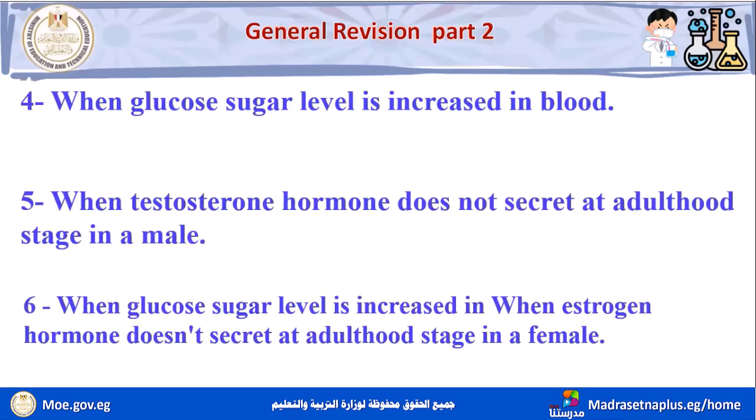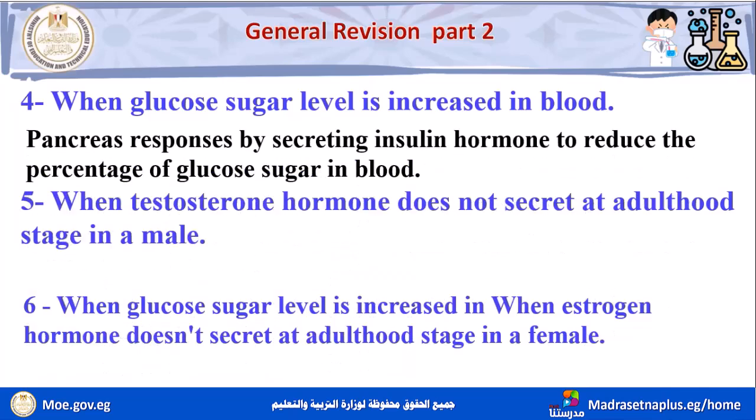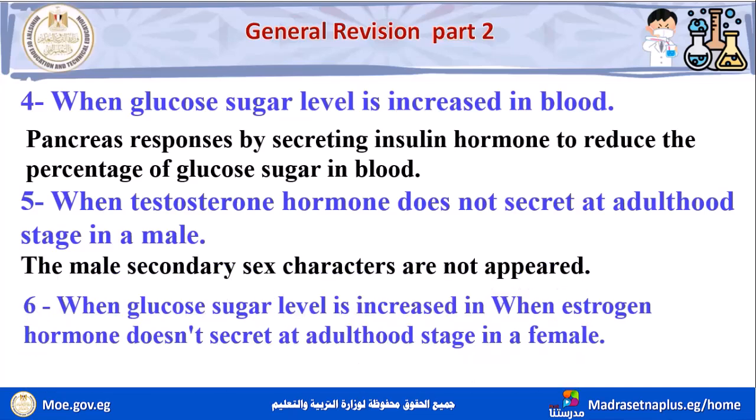Question number 4: when the glucose sugar level is increased in the blood, the pancreas responds by secreting insulin hormone to reduce the percentage of glucose sugar in the blood. Question number 5: when testosterone hormone does not secrete at the adulthood stage in a male, the male secondary sex characters do not appear.